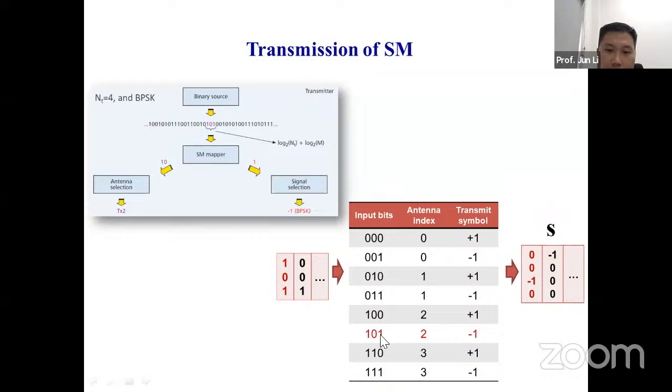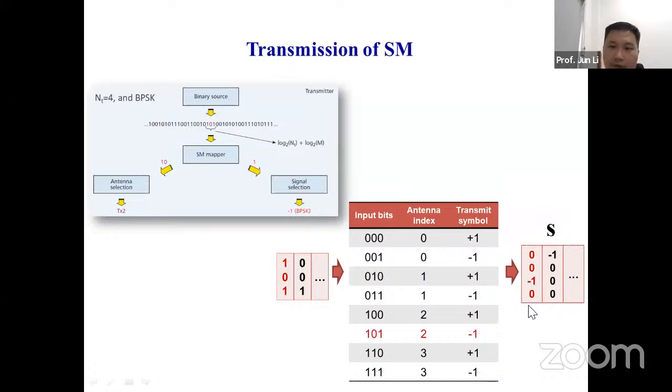In the BPSK constellation, that means -1. So we have antenna index 2, the third antenna, transmitting -1. The whole transmit vector is of this form: 0, 0, -1, and 0. So only the third antenna is used, and the other antennas are not used.